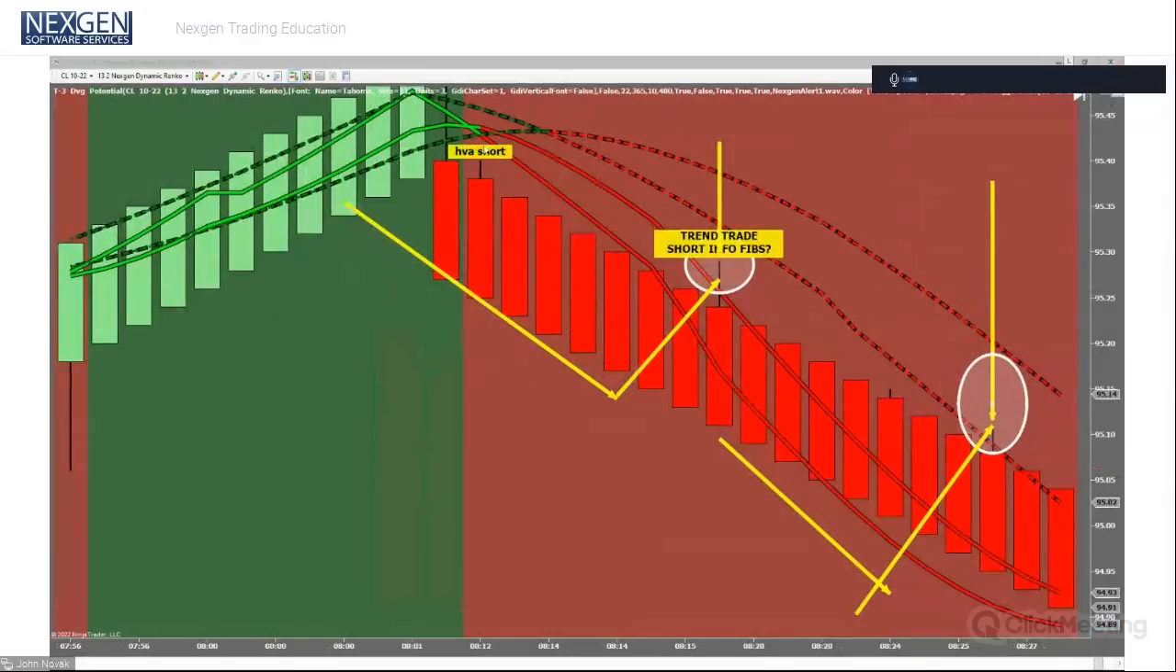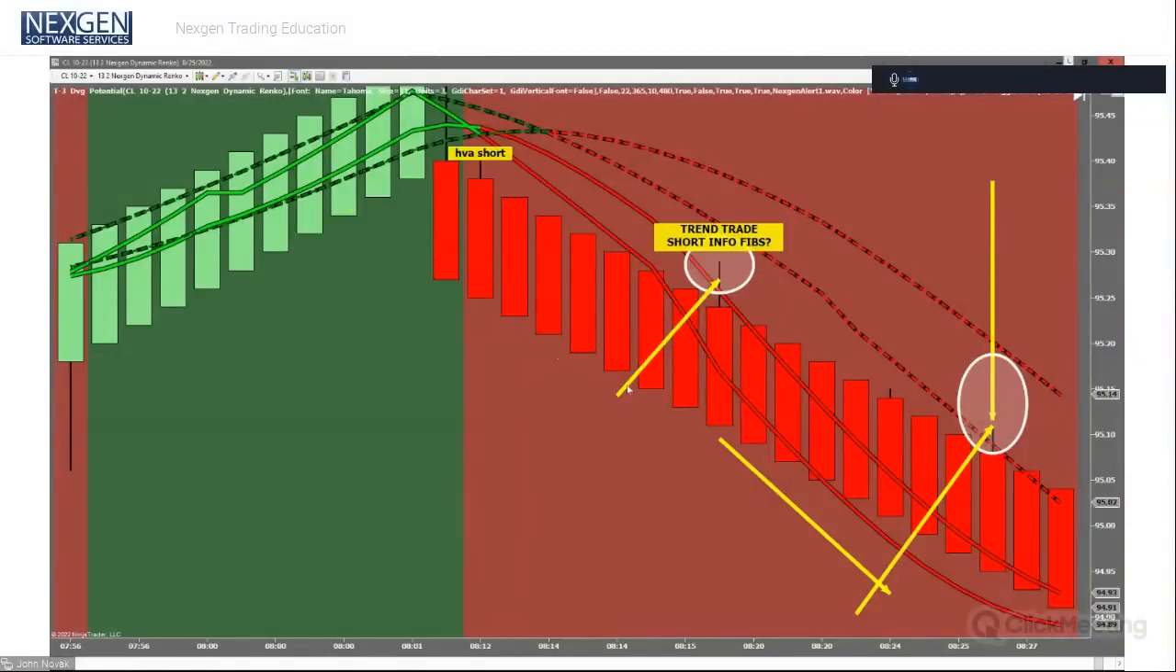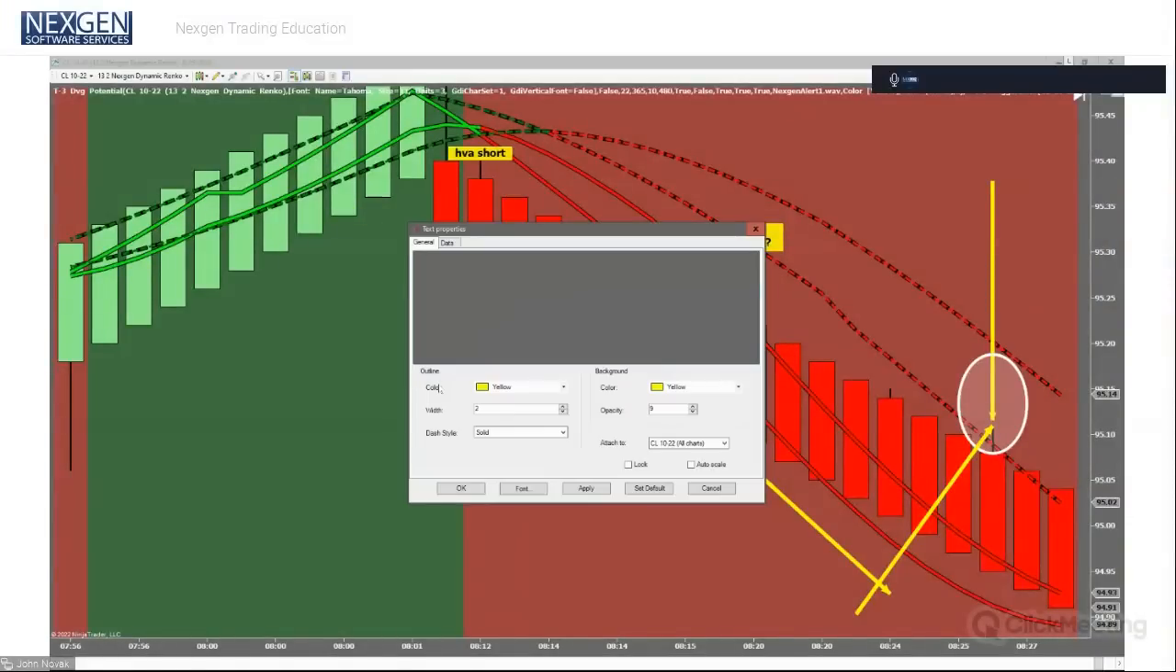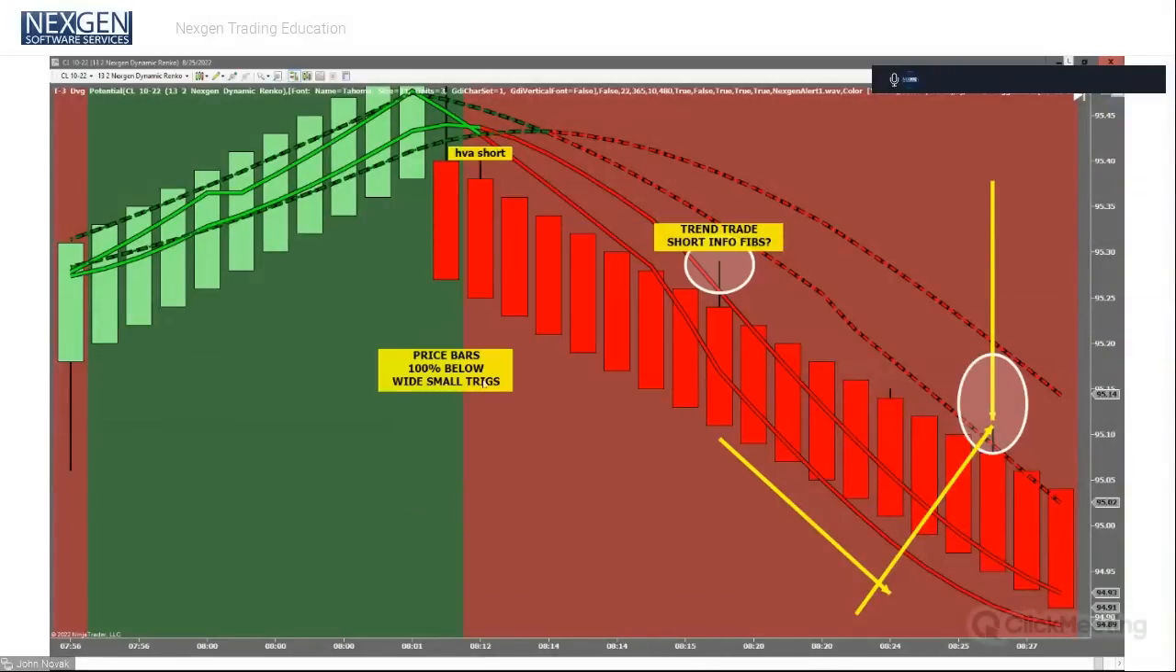The high volume area is short because of the area. If you're not into that trade, cool, I'm fine. Can you go short into fibs? Hopefully this is a helpful technique for you to visualize price bars 100% below wide small triggers. And hopefully that'll not scare you as much as it has been in the past. How's that? Is that a good way of saying it?